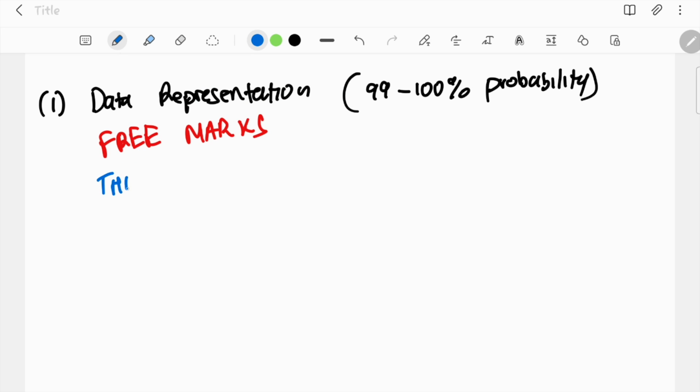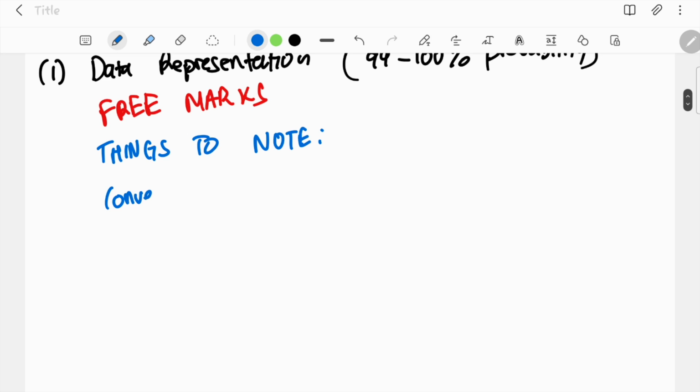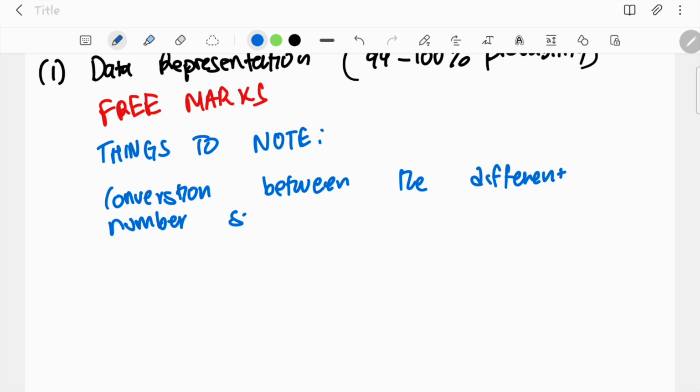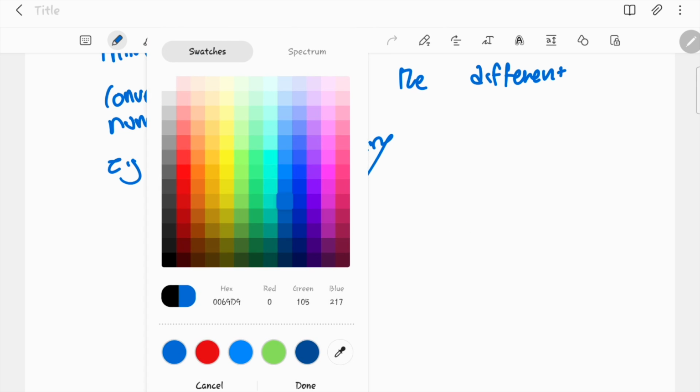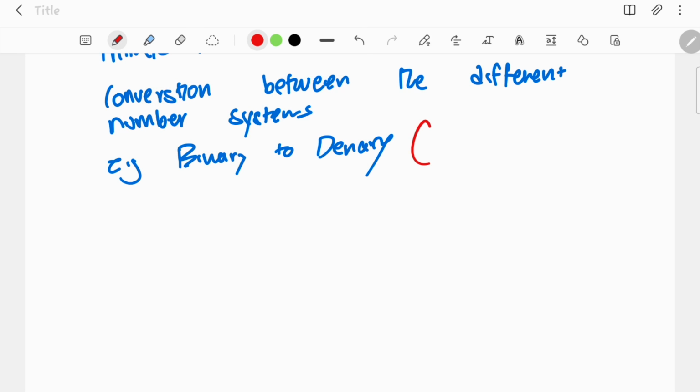So let's write here, things to note, and then I'll go over the different stuff that you need to know for this topic. Now, conversions between the different number systems. An example I can give you is binary to denary. So how do you convert from binary to denary? You write 1, 2, 4, 8, all that stuff.